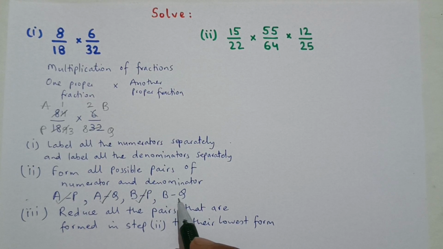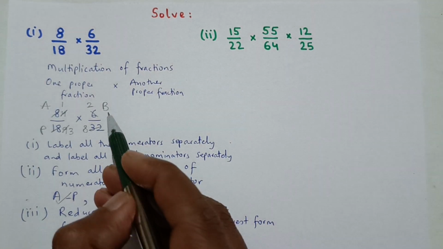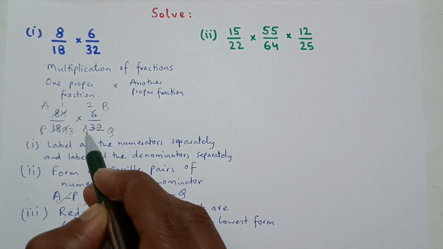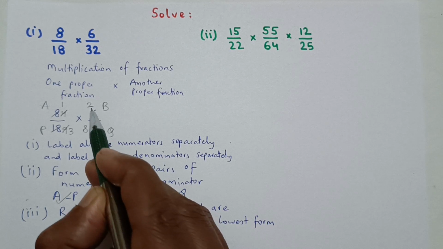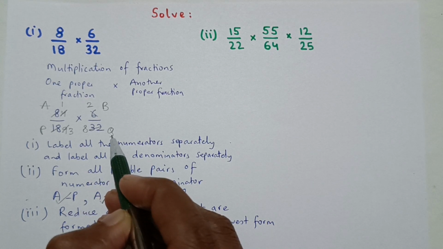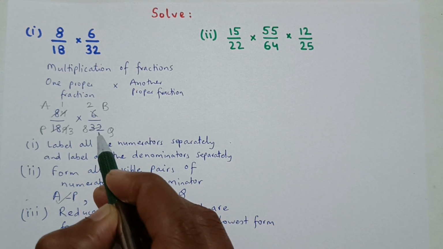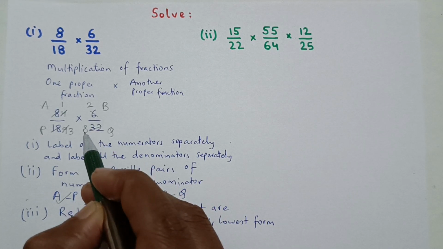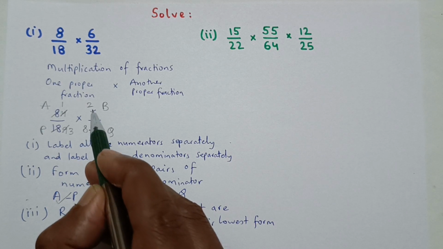And then at last is BQ. B is 2 and Q is 8. B is no longer 6, B is now 2, and Q is no longer 32, it is 8. So BQ is 2 by 8. We have to reduce 2 by 8 to its lowest form.